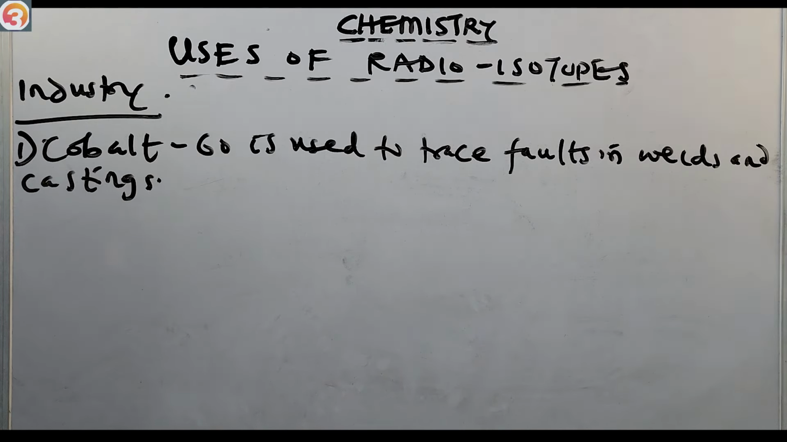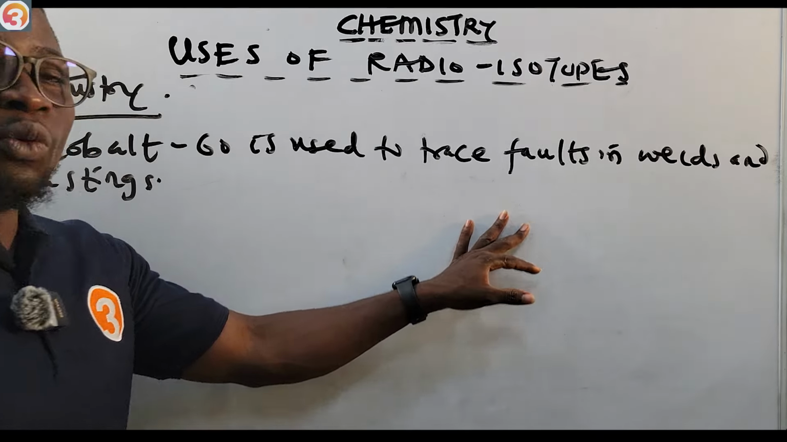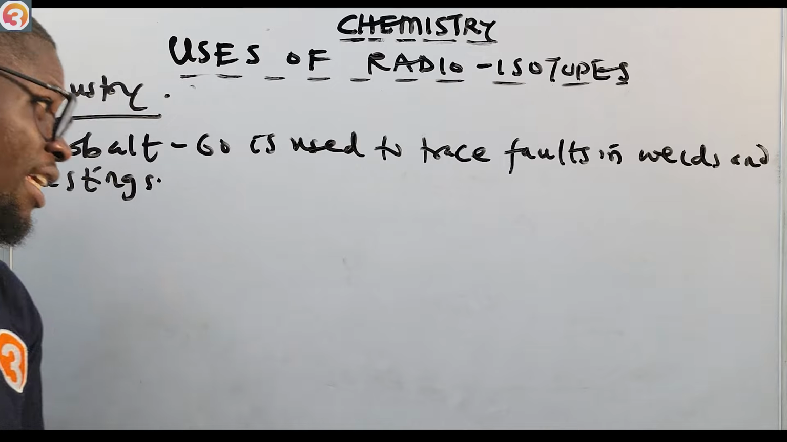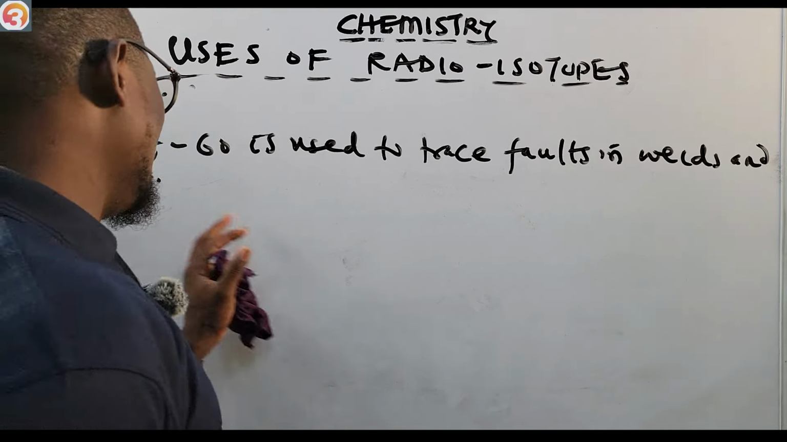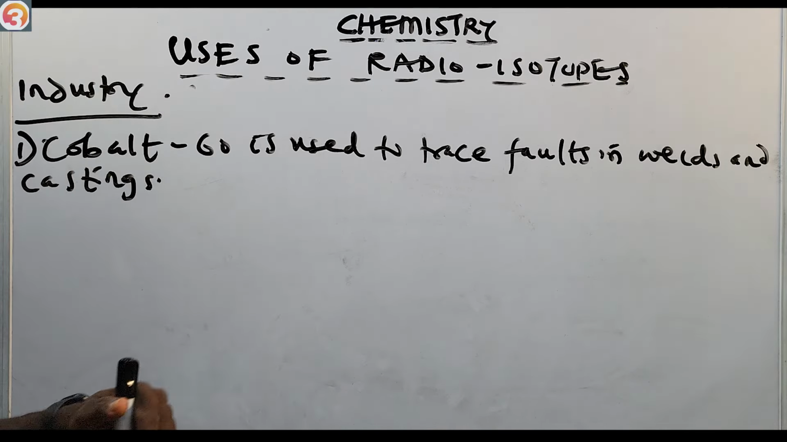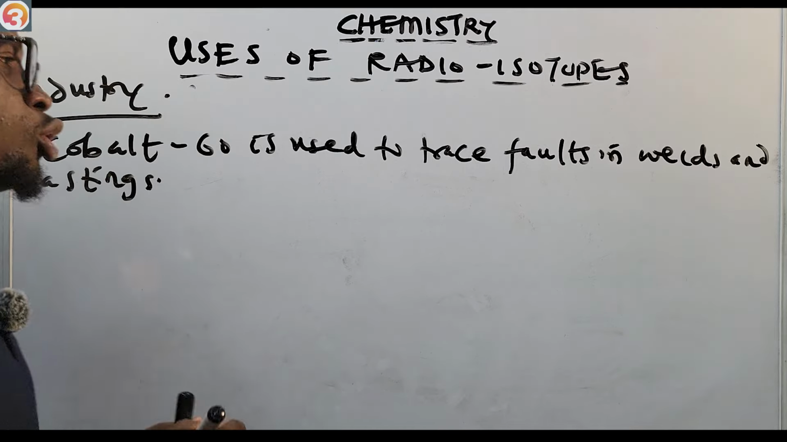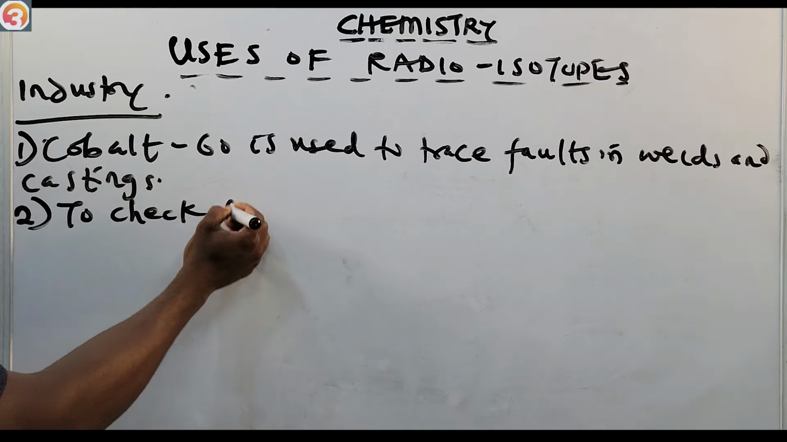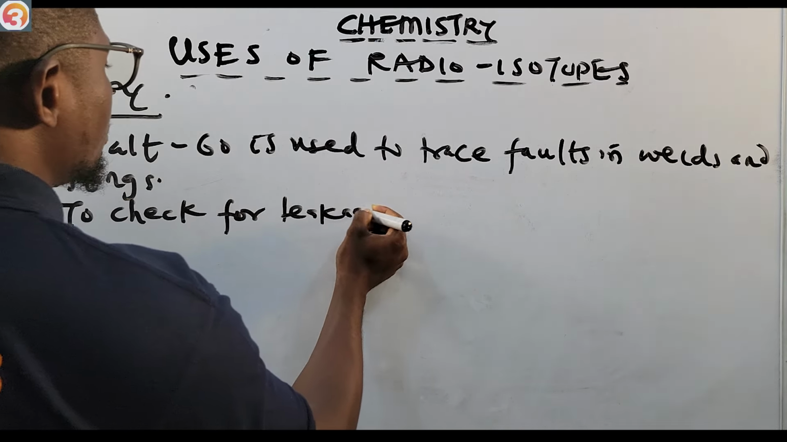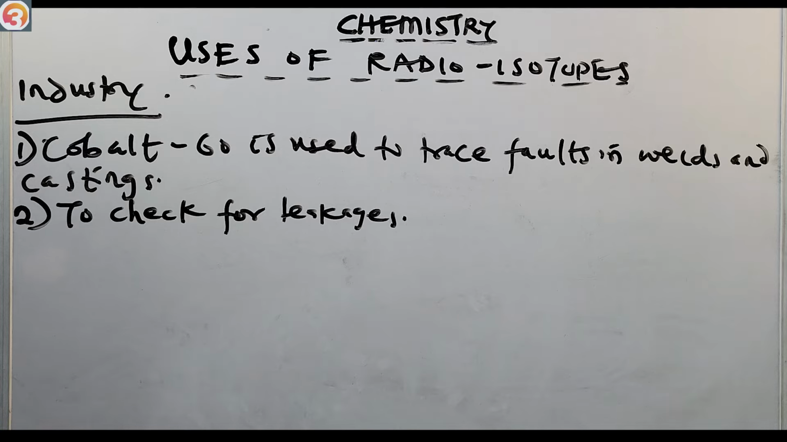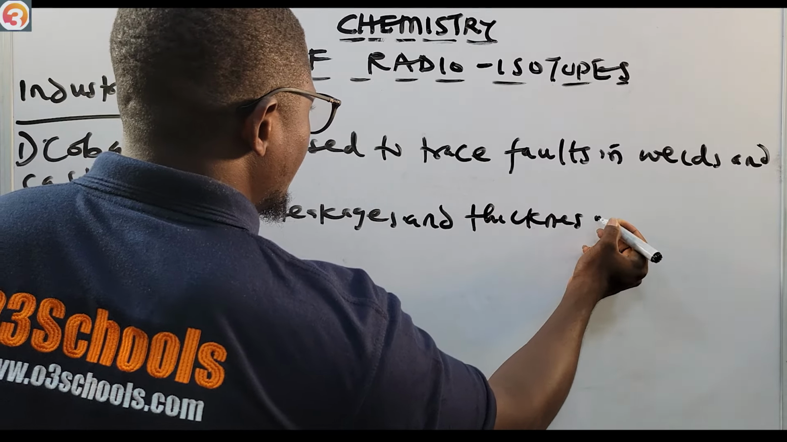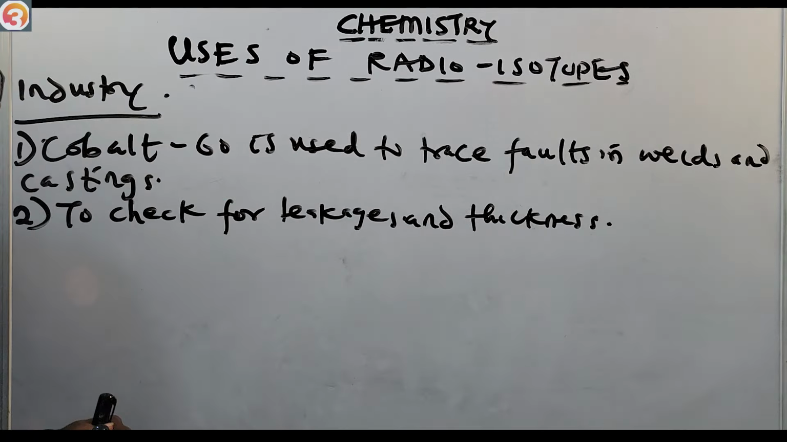Cobalt 60 is also very useful to trace faults in welding, where parts of the board have been welded together. It's used to trace faults in welds and in castings. Number two, it's also used to check for leakages and thickness.